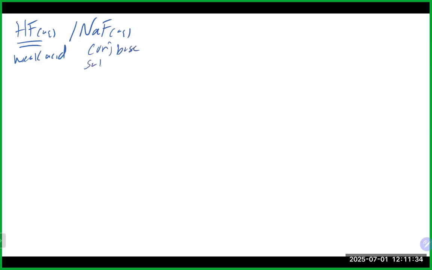So what happens when we add those same guys to a buffer? I'm going to use this as my buffer because I don't feel like writing acetic acid all day. So we'll do something different. We're going to go hydrofluoric acid and a little sodium fluoride. This is a buffer. I know this is a weak acid. It is definitely not one of my 6 strong acids. This is its conjugate base, or the salt of its conjugate base.